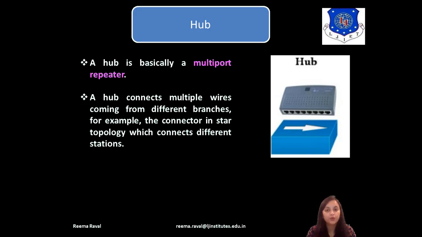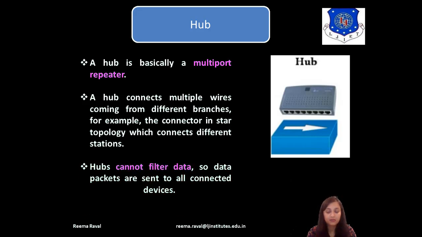If you recall the topologies which we have seen in the previous sessions, we have seen the star topology in which at the center we have considered the hub, right? So whenever star topology is there, we can consider that it connects the different branches from different stations as a center device. Hubs cannot filter data. That means it cannot perform filtering operations. So data packets are sent to all the connected devices. That means it is not possible for a hub to send the data to some particular devices or not to send the data to some particular devices because it does not have filters, right?